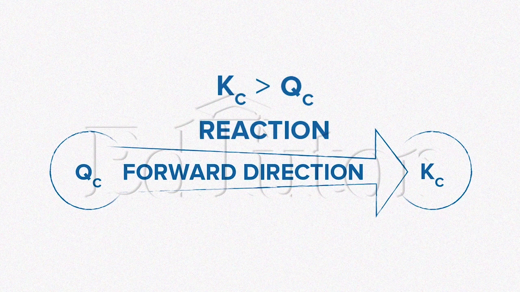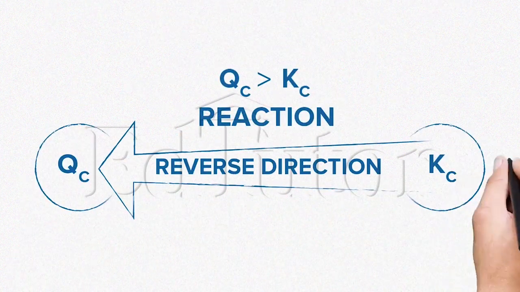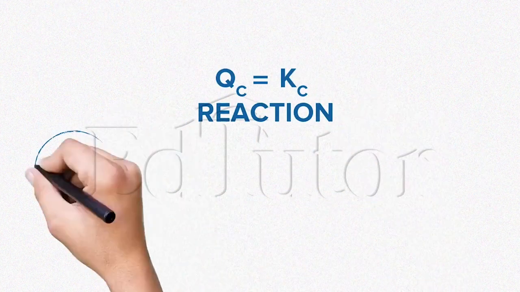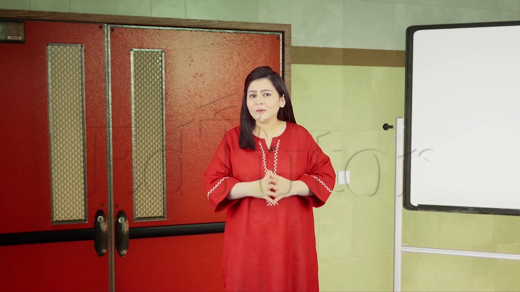In the second case, if Qc is greater than Kc, the reaction goes from right to left. In other words, it heads in the reverse direction to attain equilibrium. Lastly, if Qc is equal to Kc, the reactions take place at an equal rate. In other words, equilibrium has been attained. Make sure to revise these concepts so that you may be able to predict the direction of the reaction.